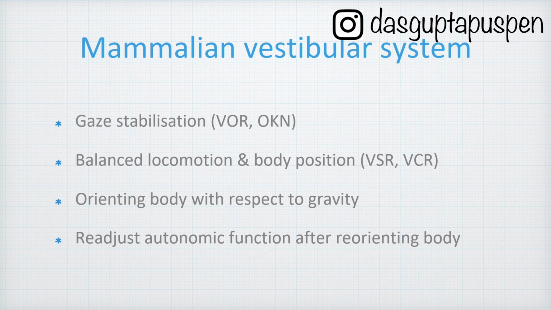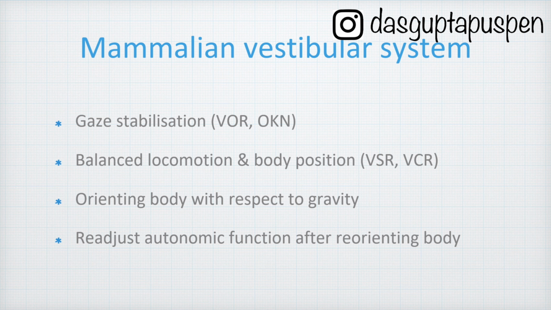So here we have a description of the functions of the vestibular system in mammals. It has basically four important functions. The first function is gaze stabilization. That is, you should be able to look at one object for as long as you want to look at it. Your body movement while you're walking, you should still be able to focus your gaze on that one object. Even if you're running, you should still be able to focus your gaze on that one object. Even if you're turning your head from side to side, you should still be able to focus your gaze on that one object.